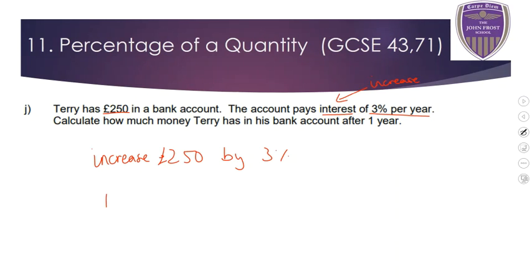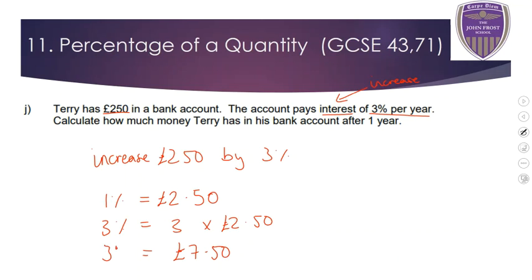So 3% is going to be 1% times by 3. 1%, as we've already discussed, is divided by 100. So 250 divided by 100 is 2.5, or in this case, £2.50. So 3% is 3 lots of £2.50. Imagine you were adding 3 250s together. That's £7.50 definitely.